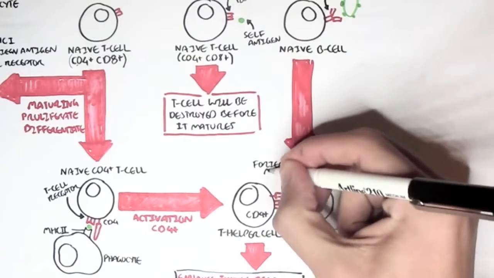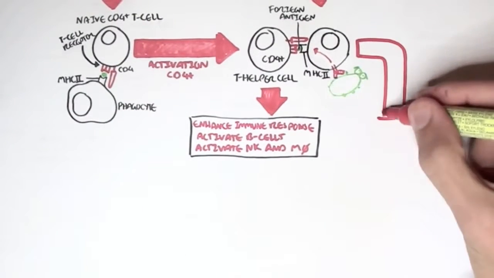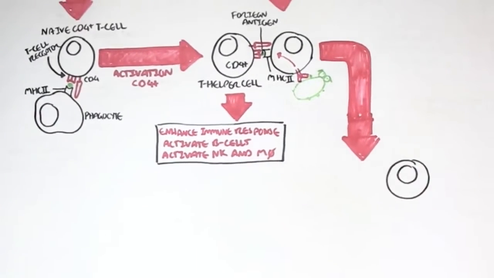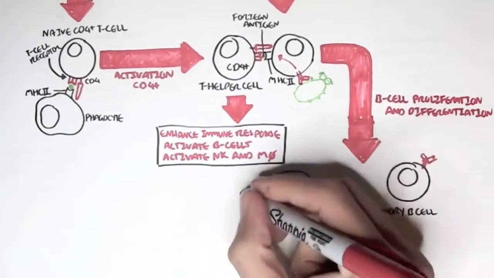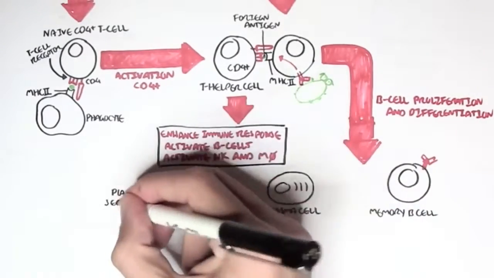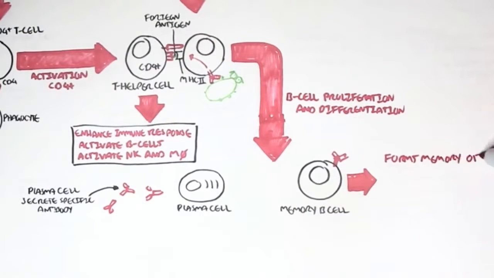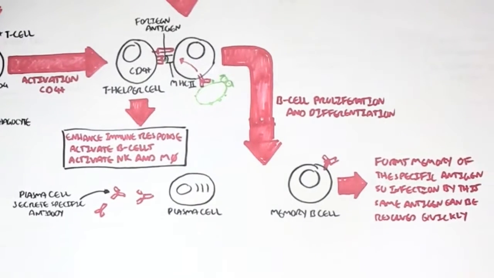So the B cell engulfs this foreign pathogen, processes it, and then presents its antigen on the major histocompatibility complex class 2 to the T helper cell. The activated T helper cell can then activate the B cell to proliferate and differentiate into either a memory B cell or a plasma cell. Plasma cells secrete specific antibodies towards that antigen. Memory B cells form memory of that specific antigen so that a next infection by the same antigen can be resolved quickly.